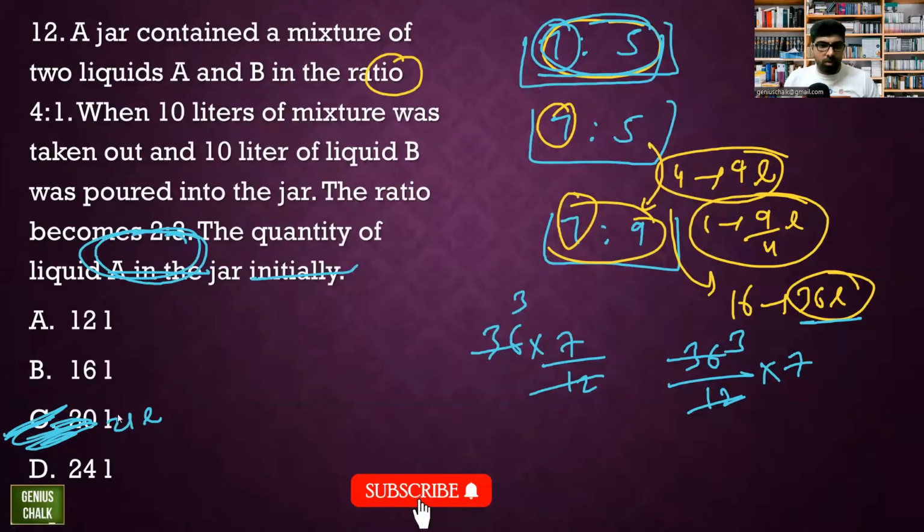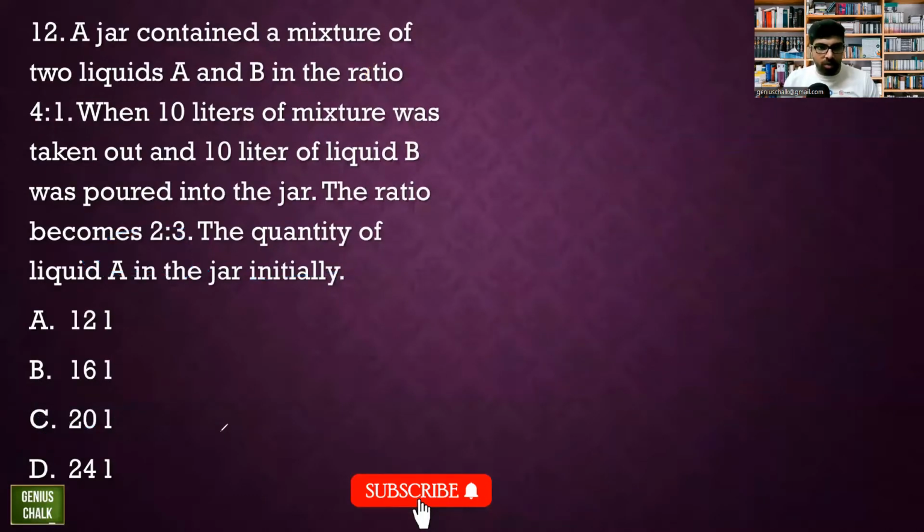Question number 12. It says the same type. Let's do it fast. We can solve this question using the alligation method also, but that we will discuss later on when we discuss alligation. Right now we are in mixture, so all the questions we are solving are by solving the ratio. So let's see.